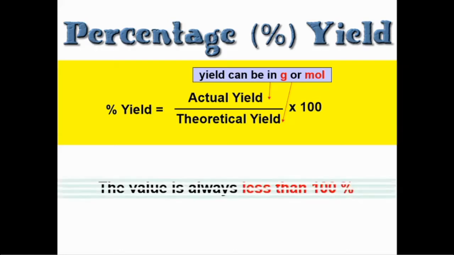And one more thing, remember, the value of percentage yield is always less than 100%, unless the reaction is the same as the theoretical. But in a normal situation, we won't get a percentage yield of 100%. Normally it should be less than that. So that's why the percentage yield is normally always less than 100%. Okay, so now let's look back at the question.